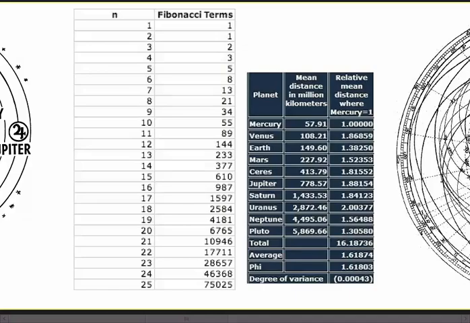Of course, these are the official numbers. So you have Mercury at 57.9 million kilometers, which approximates 55 on the Fibonacci sequence. Venus is offset at 108, but then you have Earth at 149, which approximates 144. You have Mars at 227, which approximates 233. Then you have Ceres at 413 on this little chart here.